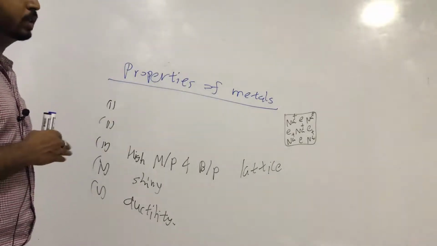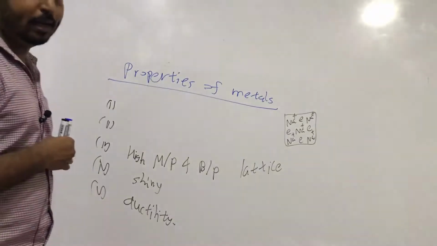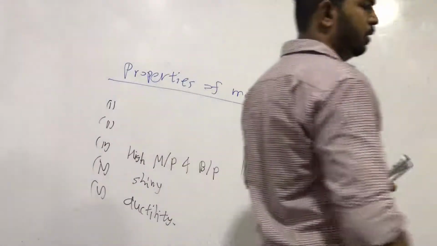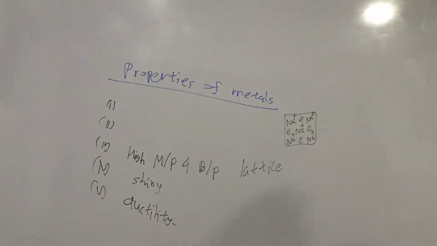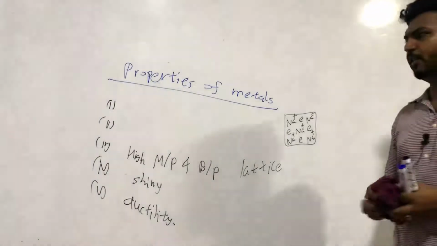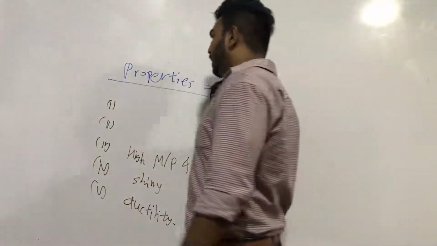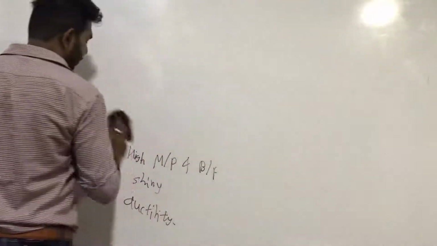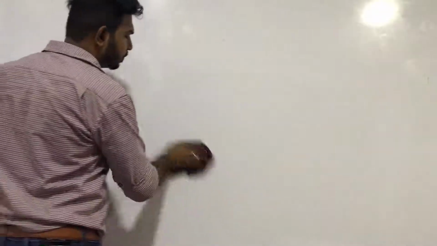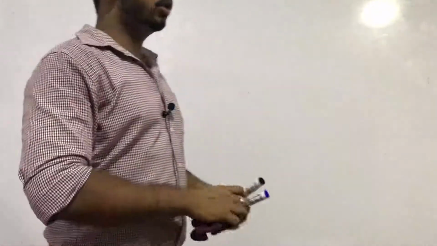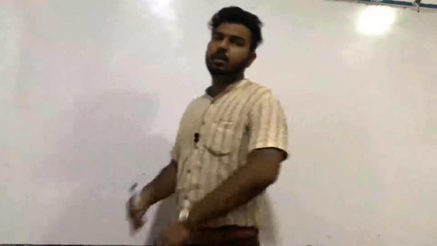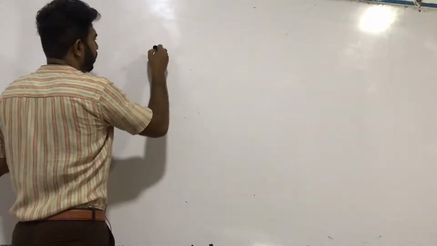Okay, so these are the properties of metals. And the first part of this second unit is over now. So we have discussed the primary interactions. Next, we have to study bond shapes.